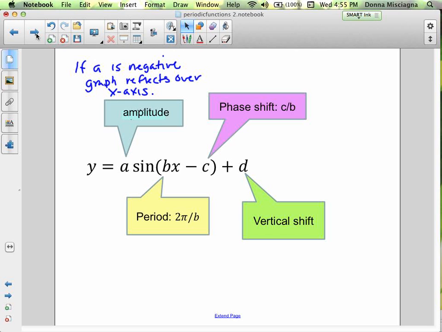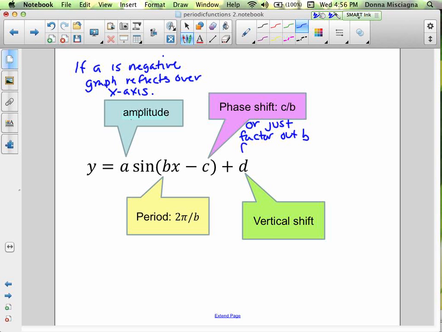All right, so here's all the parts of the equation. I think this is in your notes. If not, you might want to write this down so you can see it all together. Our amplitude is the coefficient in front of sine or cosine. If it's negative, the graph also reflects over the x-axis. Our phase shift, if our b is not factored out, this is only if b is not factored out of the parentheses, is going to be that c value divided by b. Or just factor out b first. Usually that's easier. And if it's not in the parentheses, you don't have to worry about it.